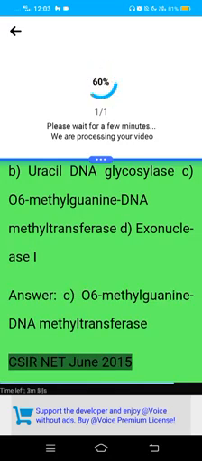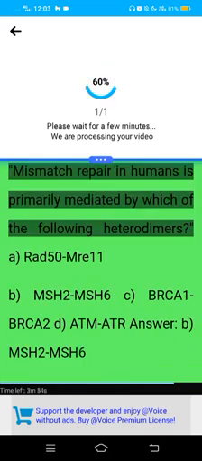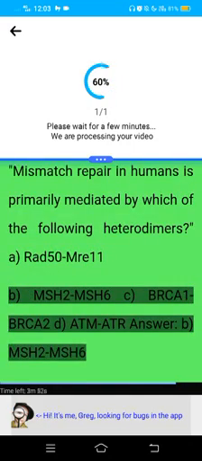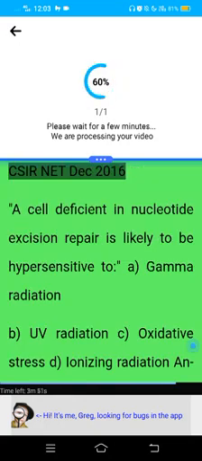CSIR NET June 2015. Mismatch repair in humans is primarily mediated by which of the following heterodimers? A. Rad50-MRE11. B. MSH2-MSH6. C. BRCA1-BRCA2. D. ATM-ATR. Answer: B. MSH2-MSH6.